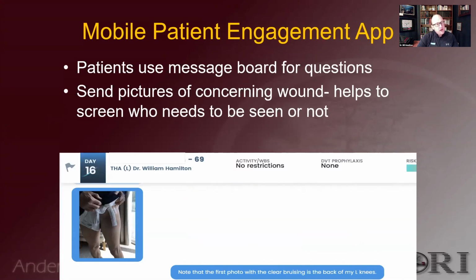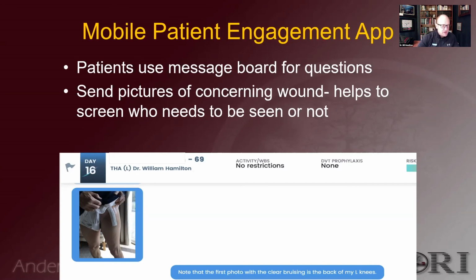This is also somewhat helpful. Patients will call up and say, you know, I'm worried about my wound. It's a little red. I'm seeing this bruising. And the patient can send in pictures that we can see directly, so we don't have to have them come in to check an app. And this is all HIPAA compliant.